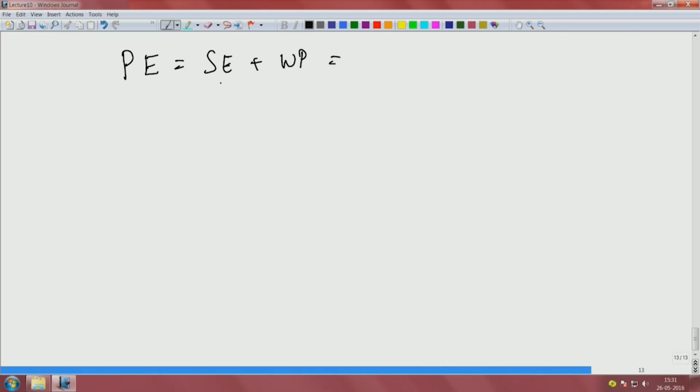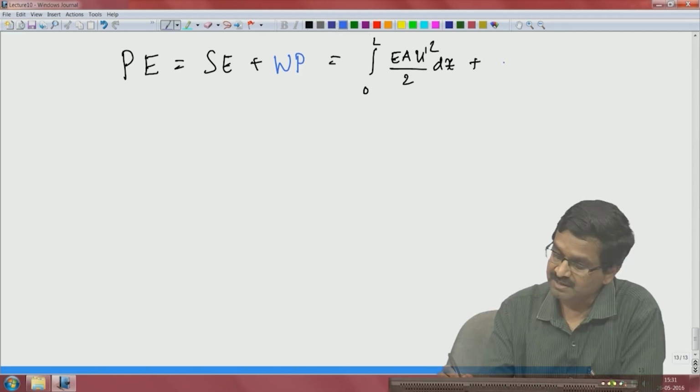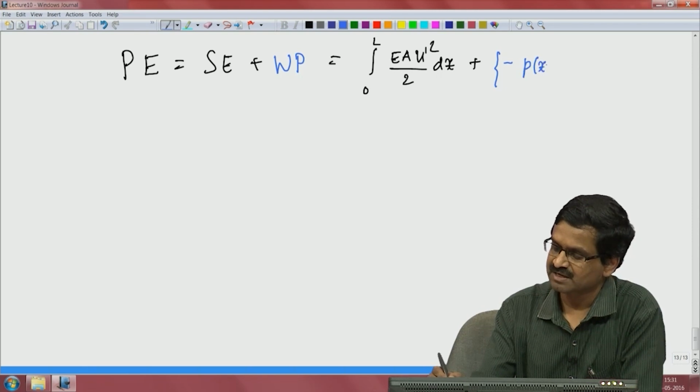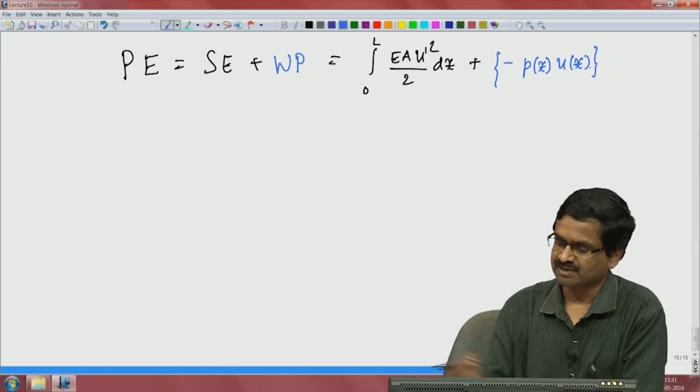We just derived the strain energy. Let us actually write in two different colors, so we can easily see which is which. So, let us say strain energy we already wrote as integral 0 to L E A u prime square by 2 dx, and then the work potential is the negative of the work done by the external force. Here the external force is P of x, and that is going to move over a distance u of x everywhere; that is going to be the work potential.